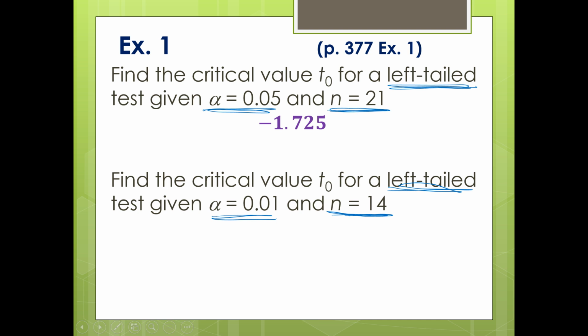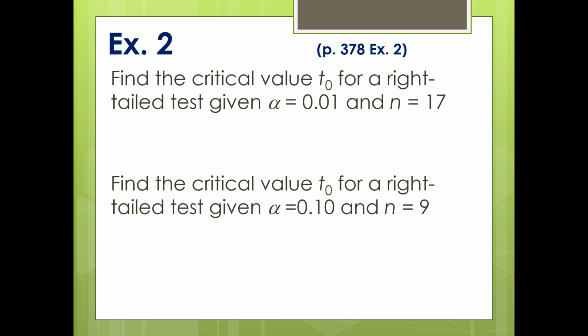So we have negative 1.725 for that one when we are at degrees of freedom, remember, would be 20. And then alpha is 0.05, 1 tail. And in our next one, we're at negative 2.650. Okay, again, if you didn't get those, maybe pause the video here, try and figure out what you did wrong, make a mark on it in your notes if you have any issues finding those.